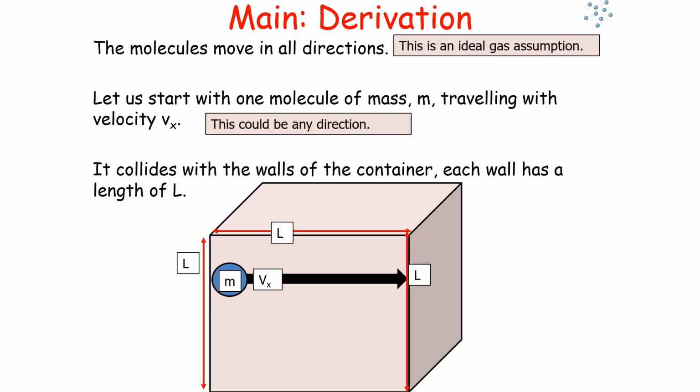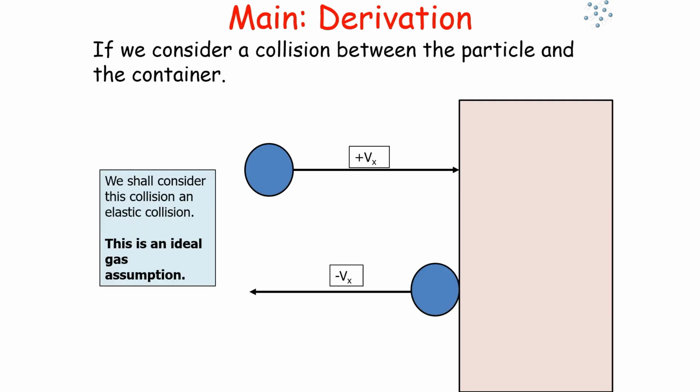So let's consider with an ideal gas assumption that the molecules move in all directions. Let us start with a molecule of mass m travelling with the velocity vx, so it's travelling in the x-plane, but could be any direction. It collides with the walls of the container. Each wall has a length L, as you can see in the diagram. If we consider the collision between the particle and the container, we'll consider it to be an elastic collision, which is an assumption of an ideal gas.